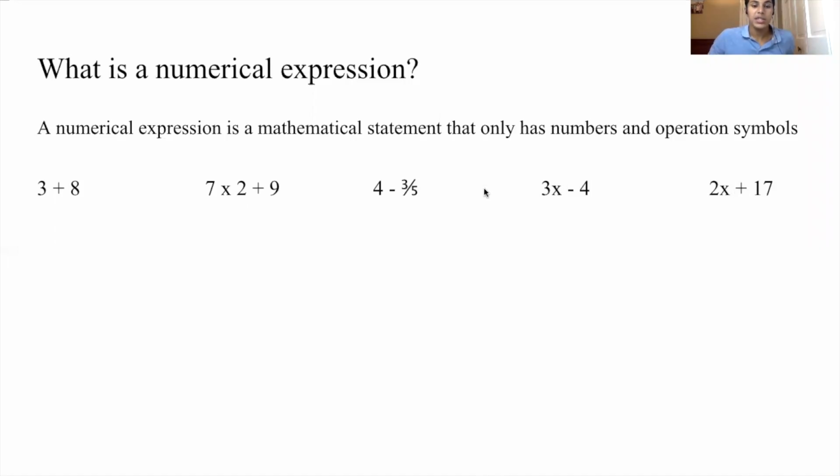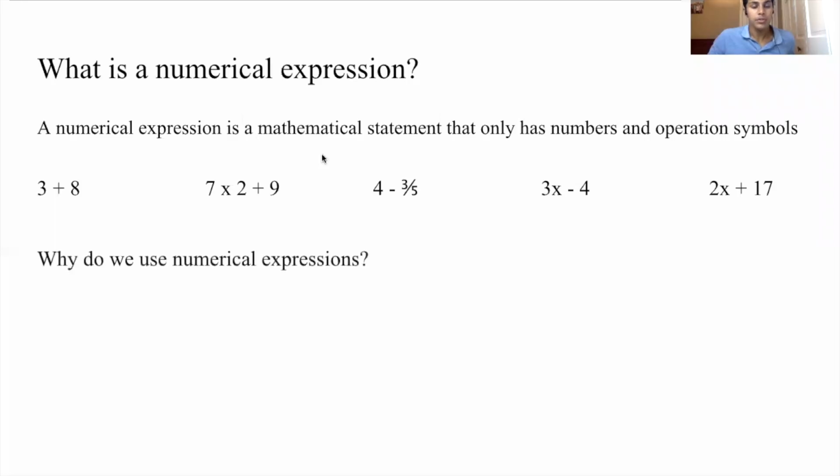Now, an expression is different than an equation. Equations have equal symbols and actually say this is going to be equal to some number. In this case, it would be 3 and 2/5. But an expression doesn't have those equal symbols, which is what makes it different from an equation. All we have are numbers and operations that we're doing to those numbers.